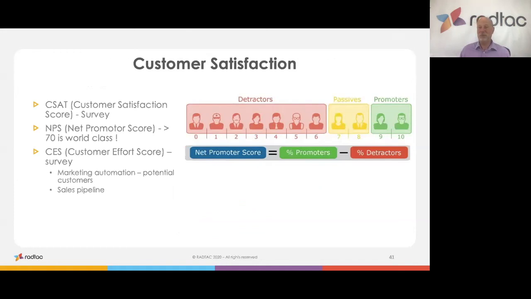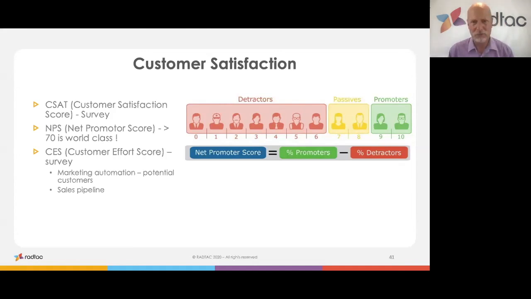Net promoter scores, NPS, many organizations use NPS nowadays. In essence, what you do is you ask people, either your customers or people in the organization or whoever you're trying to run NPS against, what they think of what you're doing. So for example, RadTac, we do NPS on our training. So we ask all people who have had our training, would they promote us? Would they recommend RadTac to other people?